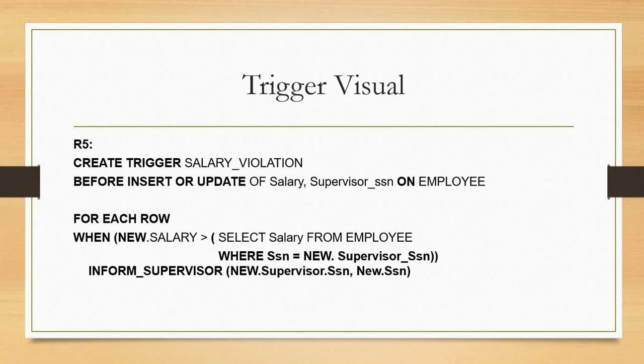Here is a trigger visual. We create a trigger salary violation. So anytime that a new salary is greater than the salary of a supervisor, this new supervisor is informed that the new salary is greater than the supervisor.